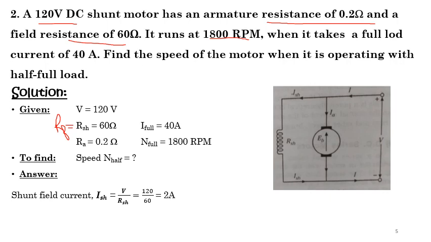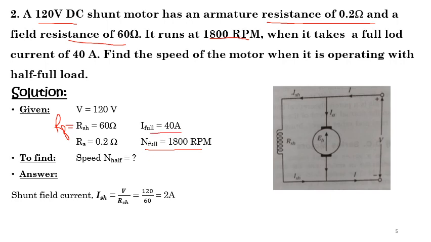It runs at 1800 rpm, so N is equal to 1800 rpm when it takes a full load current. So that means the speed for the full load is 1800 rpm. So I have written it as N full. Full load current is also 40 amps, so I full is equal to 40 amps.